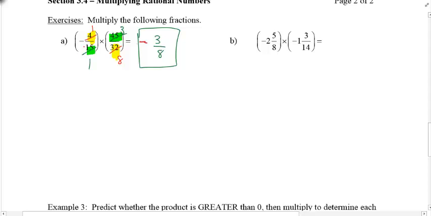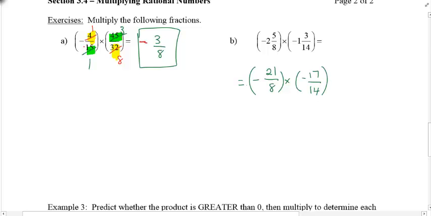Part B is a little bit trickier because you have mixed fractions, but what do we need to do first? Yes, change them into improper fractions. 2 times 8 is 16 plus 5 is 21. 21 over 8. Put a bracket around there. 14 plus 3 is 17.